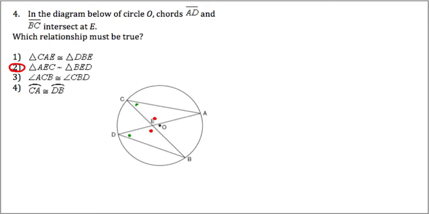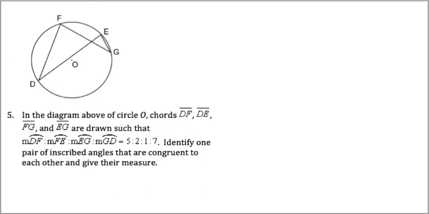Alright, let us move on to the next question. So we have the ratio. DF, this portion is 5, so we're just going to call it maybe 5x, since we don't know the actual measure. And then FE must be 2x, and EG will be 1x, and the other one must be equal to 7x.